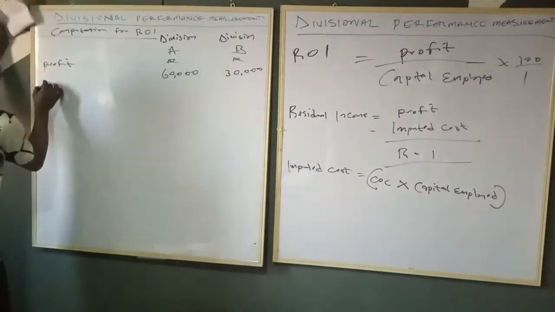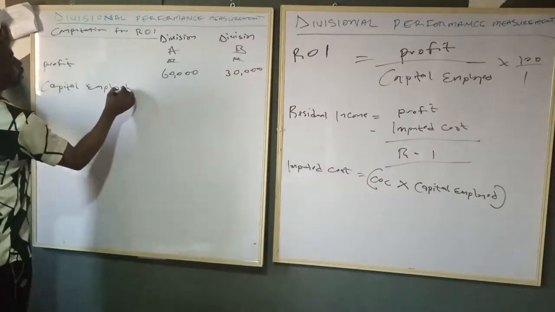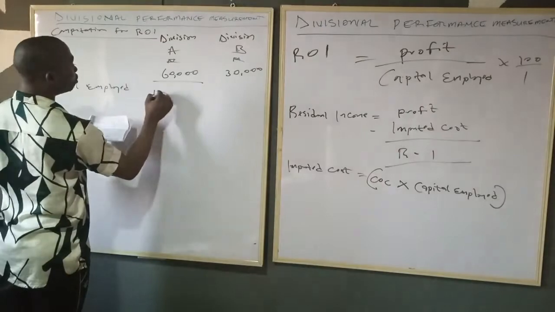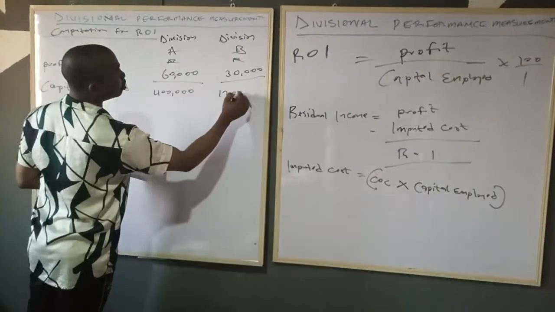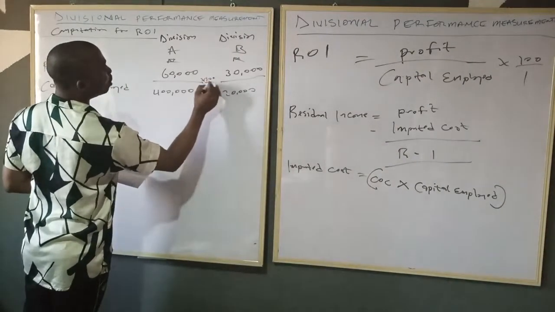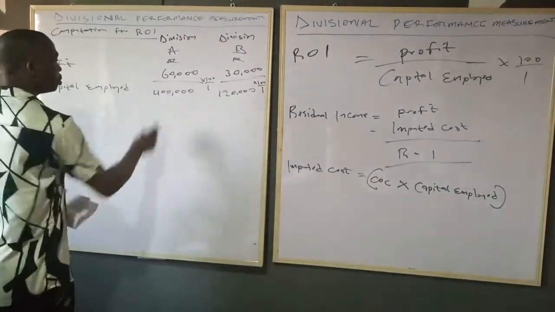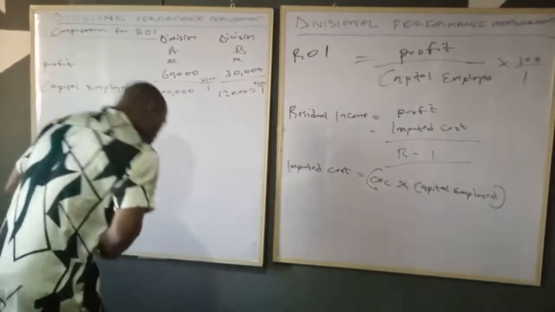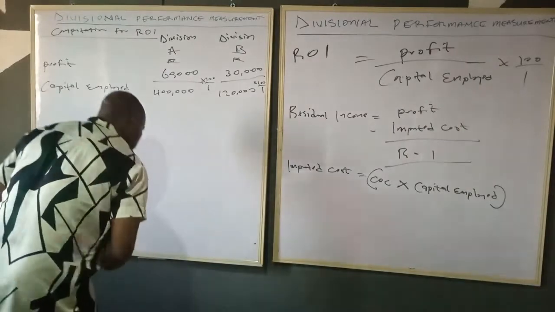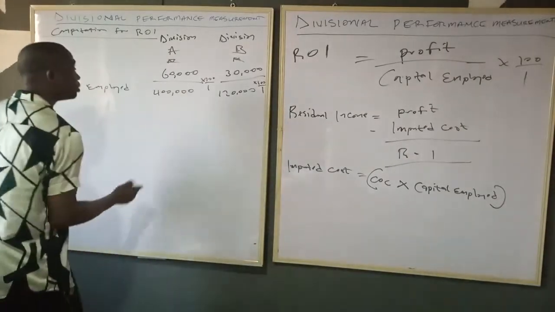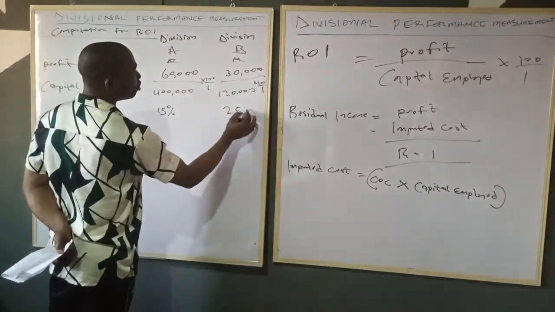Then we have capital employed. Our capital employed is 400,000 and here is 120,000. Then we are going to multiply by 100 over 1, and here too we are going to multiply by 100 over 1. So 60,000 divided by 400,000 multiplied by 100 over 1. So what are we going to get? Division A gives us 15%, while we'll be getting 25% for division B.